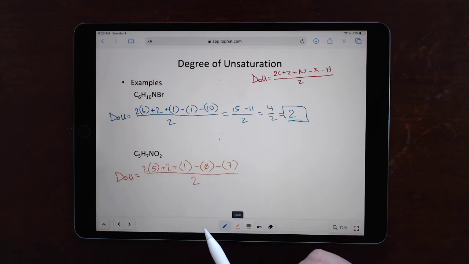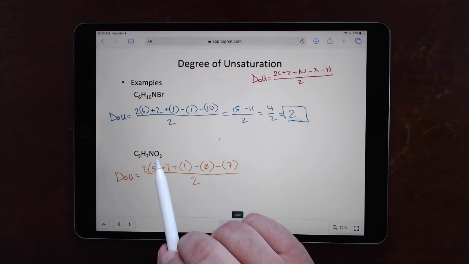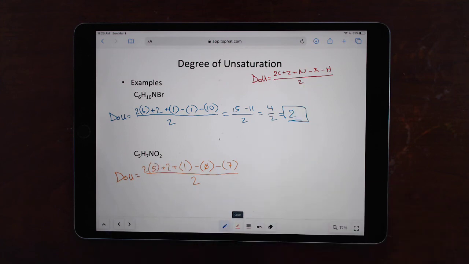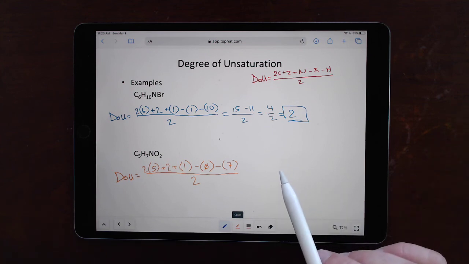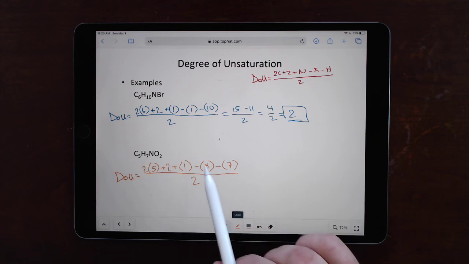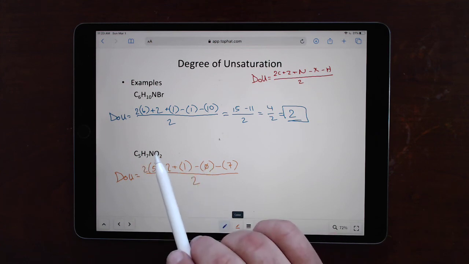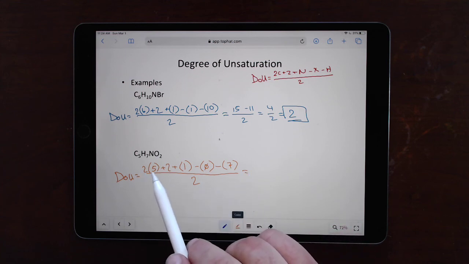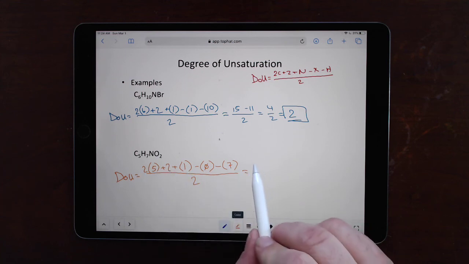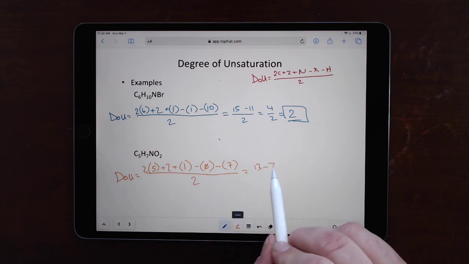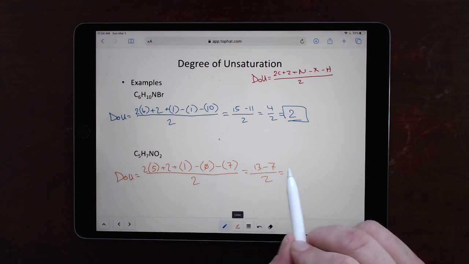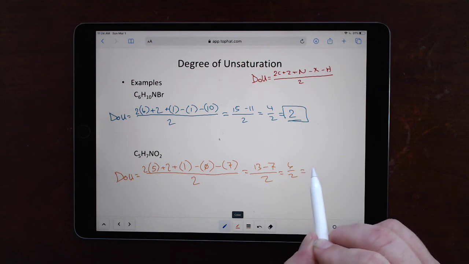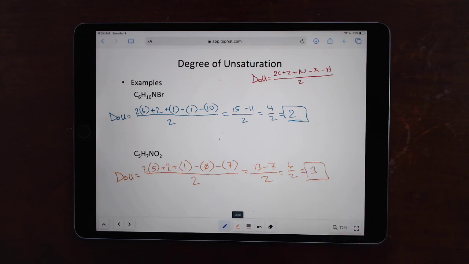Notice what we didn't use. We did not use the oxygen. That's not part of this equation, so don't put it in there. The presence of an oxygen doesn't matter, so don't put it in there. I did the slash in there to make sure you know that it's not the oxygens. Again, we're going to add this up. So 10, 12, 13. So 13 minus 7 over 2. So it's 6 over 2. So it's 3. So there we go.